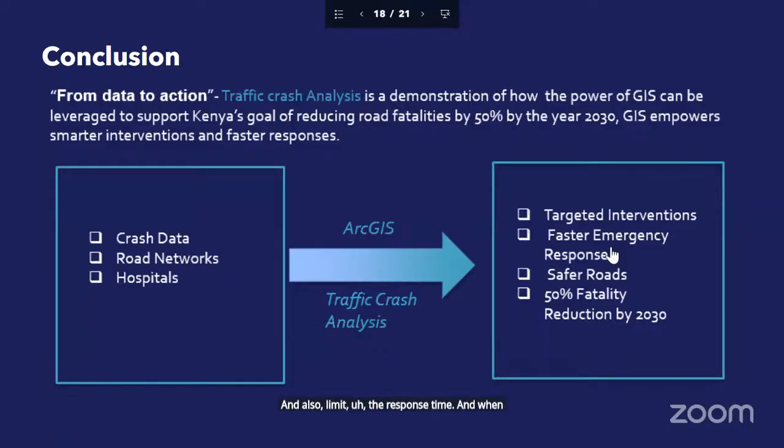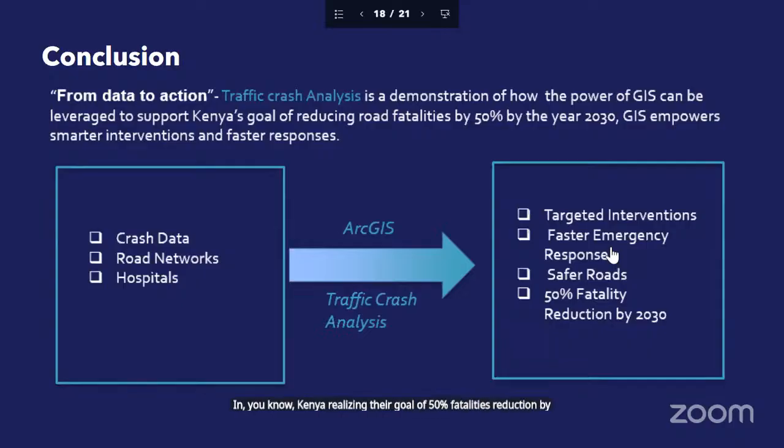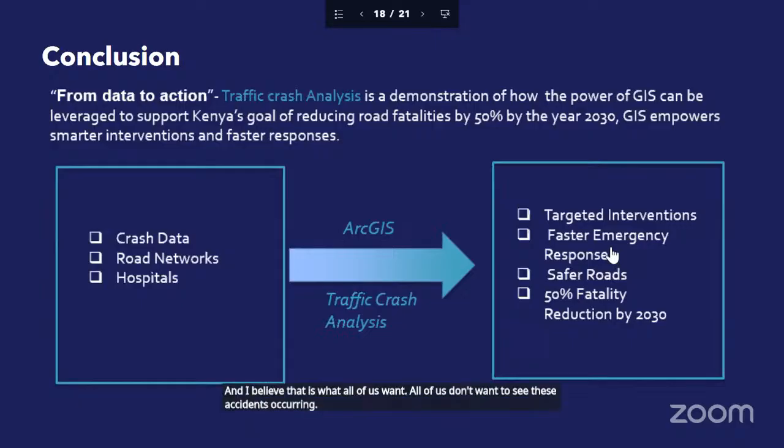And when we use this solution, I think it will play a very big role in Kenya realizing their goal of 50% fatalities reduction by the year 2030. And I believe that is what all of us want. All of us don't want to see these accidents occurring. All of us don't want to see people succumbing to these accidents. And I feel this solution is going to be very useful and it can be scaled. So anyone who would want to further this solution and integrate AI and IoT, it is also open for that.